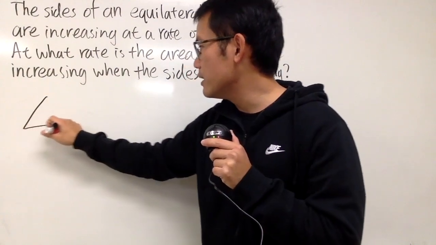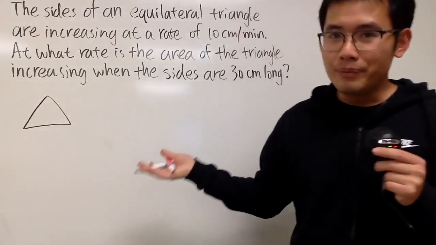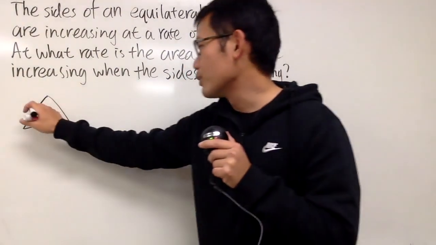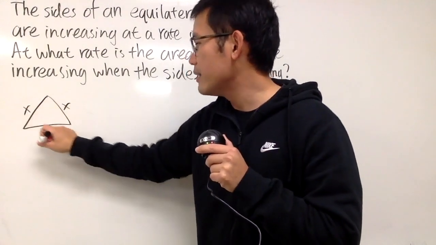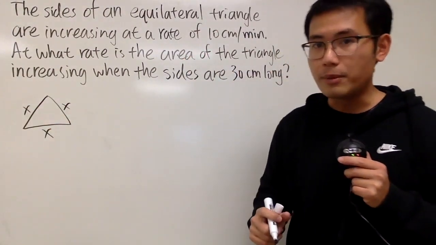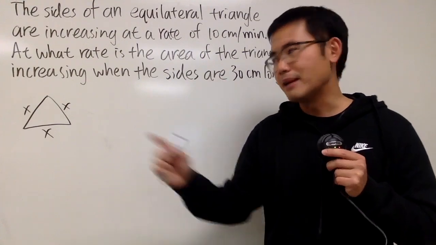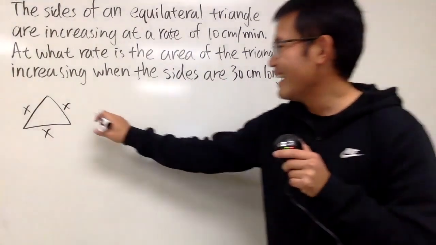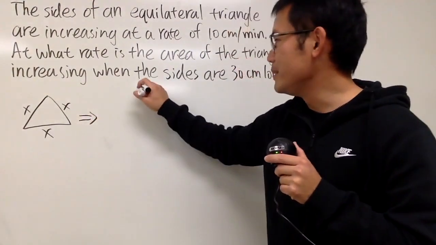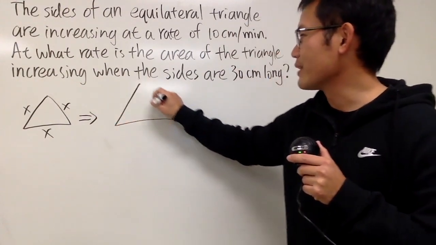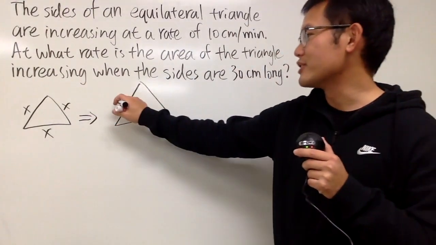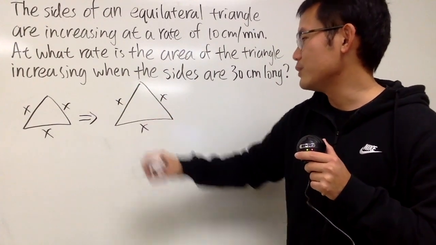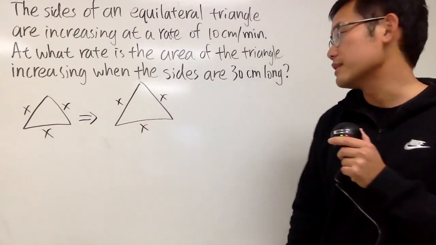So the first picture is my original equilateral triangle. And we know that all the sides will be the same, and the sides are changing. So let me put on x for everybody like this. You can put on s, but x is easier to write. Anyway, the next picture is going to be a bigger equilateral triangle like this, because all the sides are changing, right? So as you can see, I will have to label them with variables like this.